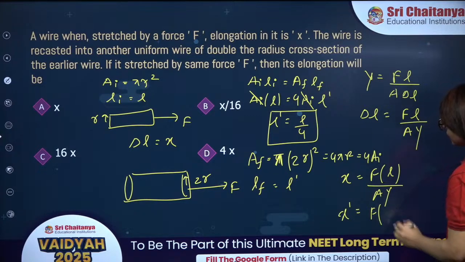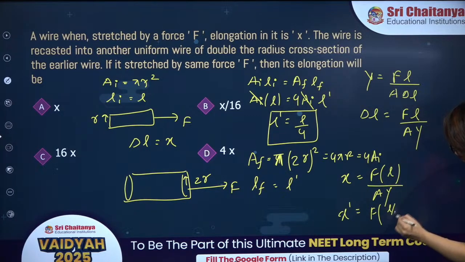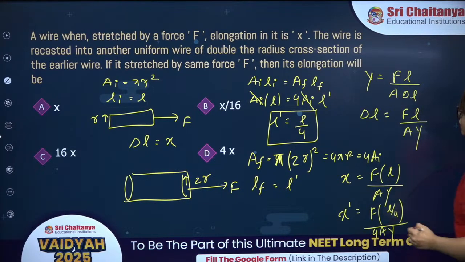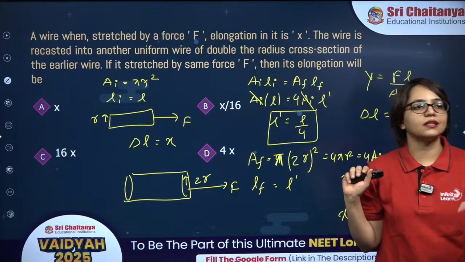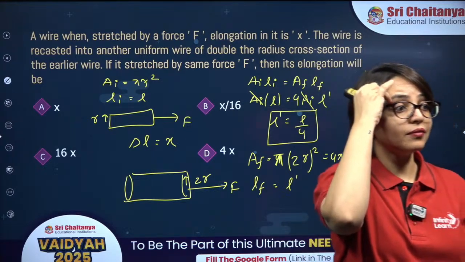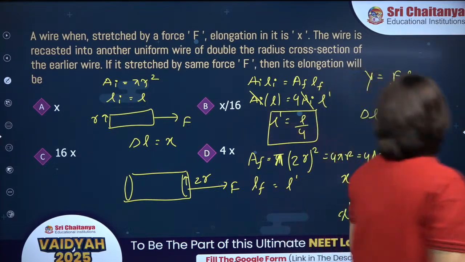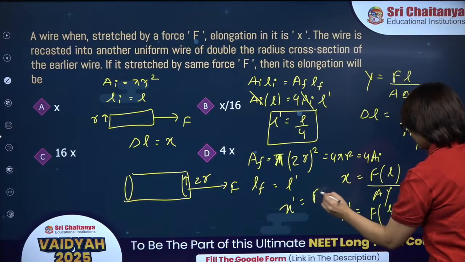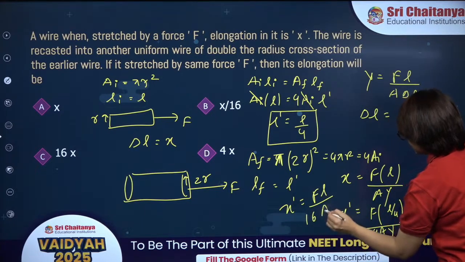We are keeping force same, but length is L by 4, area is 4A, and Young's modulus will be same because we are not changing the material. Right? Yes. So, over here x dash will be FL divided by 16 times AY.